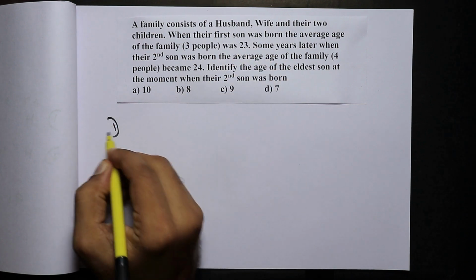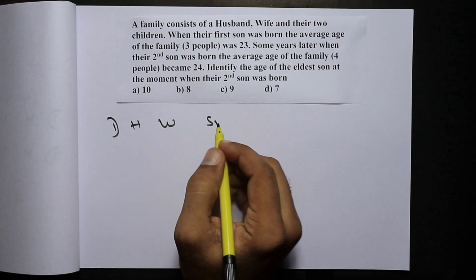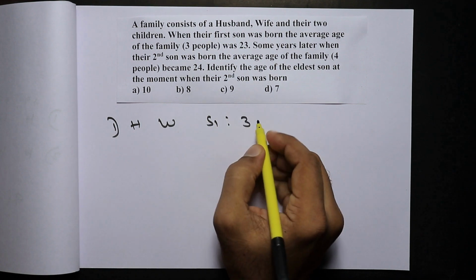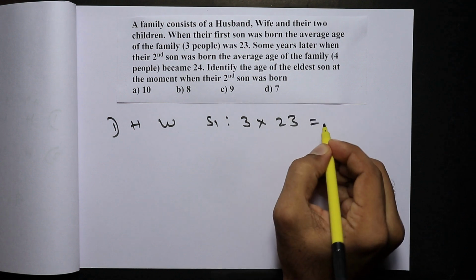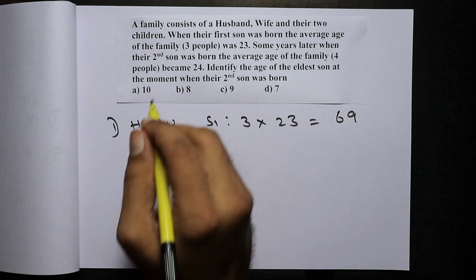So when the first son was born, you have husband, wife, and son 1. And let us calculate their total age. Three people are there and their average is 23. So three numbers into their average 23, so their total sum is 69.